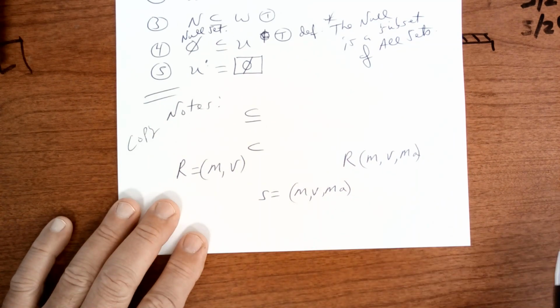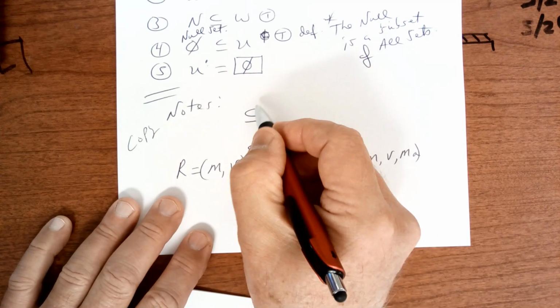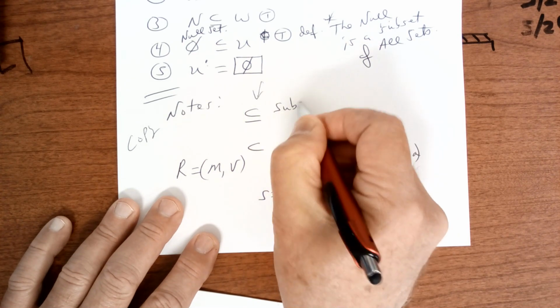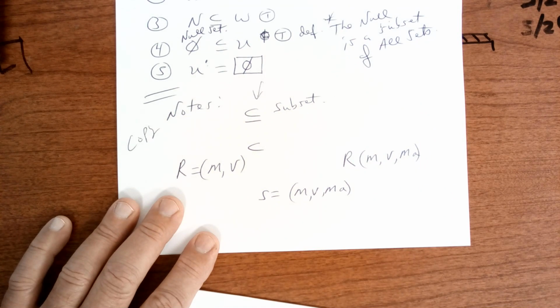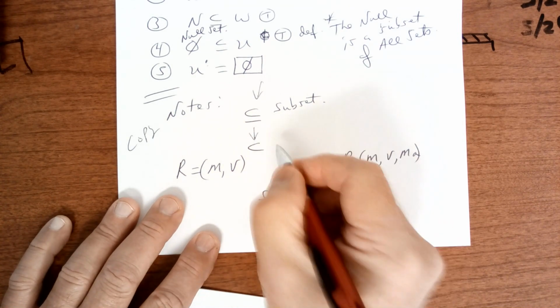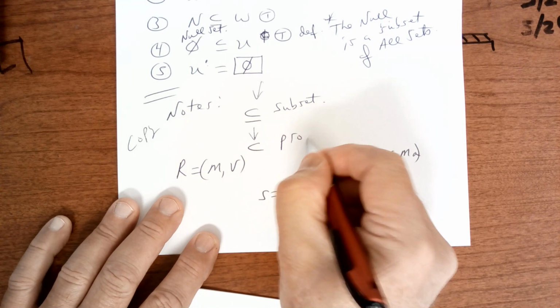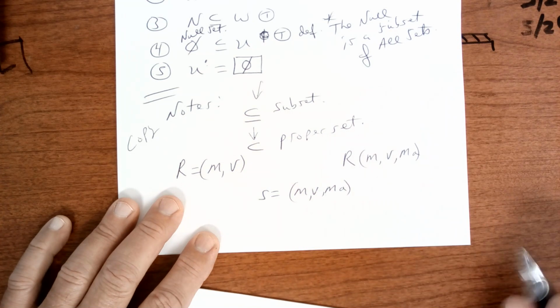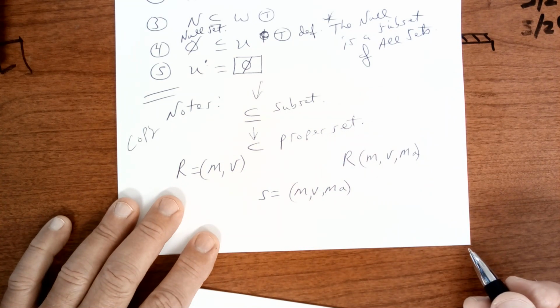We're going to finish up this section. This represents what? Does anybody know? That is called the subset. So, what is this one called? This one is called the proper subset or proper set. What's the difference? I'm going to show you.